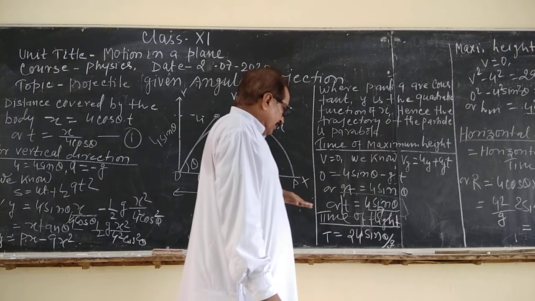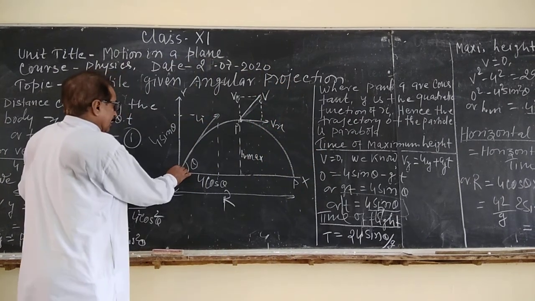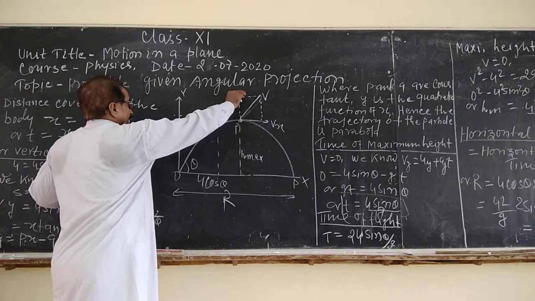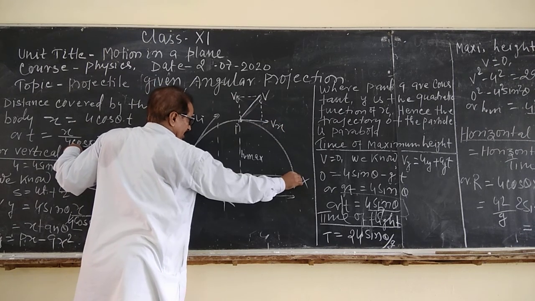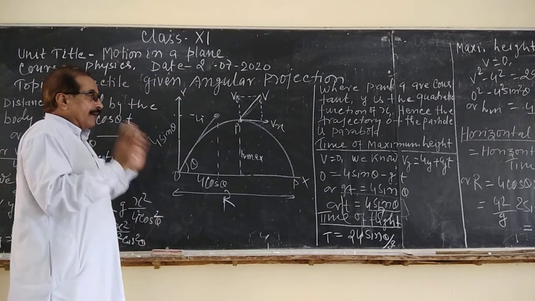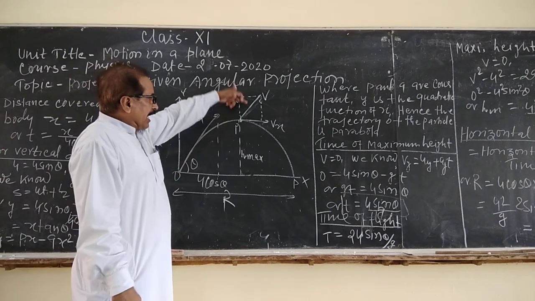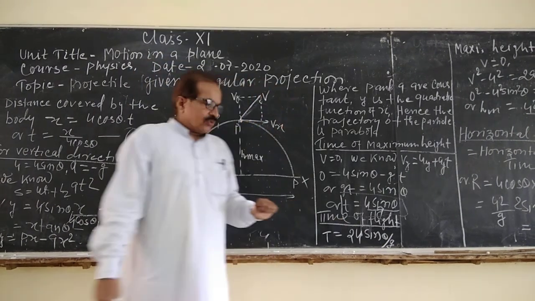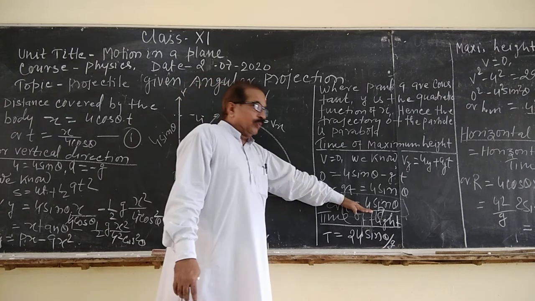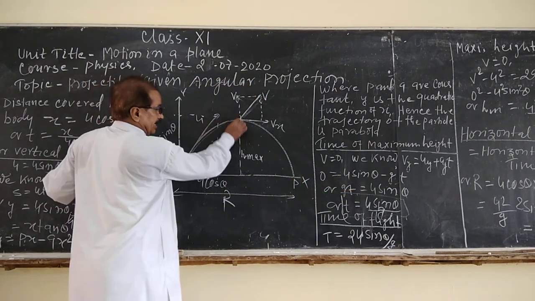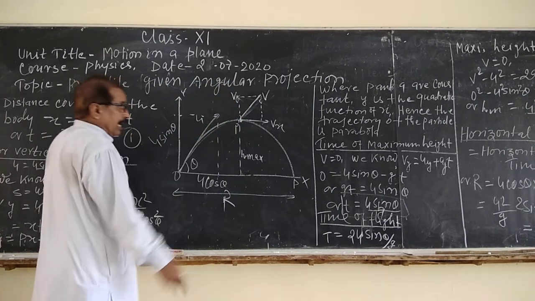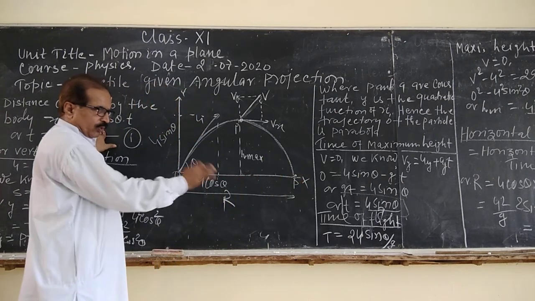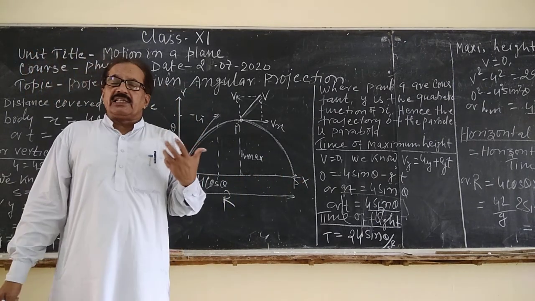So now we find the time of flight. When a body is thrown from the surface of the earth, first it goes to the maximum height, and then again it reaches the surface of the earth. The total time taken is known as the time of flight. So this time is multiplied by 2, because the time taken to reach the maximum height is u sin theta upon g, and the same time is taken from this point to the surface of the earth. So t is equal to 2u sin theta upon g.